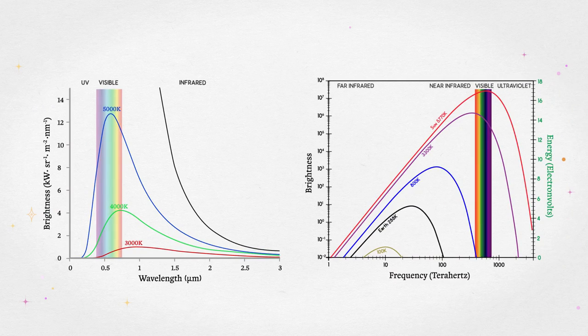Let's see how changing the temperature of a blackbody emitter changes its spectrum. Two laws govern the shape of a blackbody spectrum. The first, the Stefan-Boltzmann law, states that a hotter object emits more light at every wavelength. What does this mean for our plot?